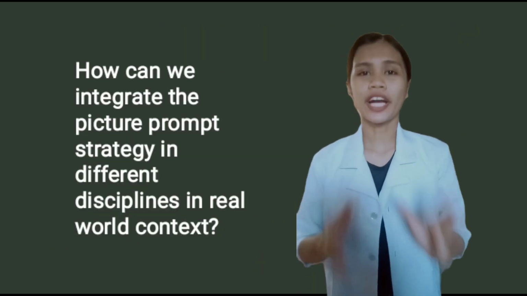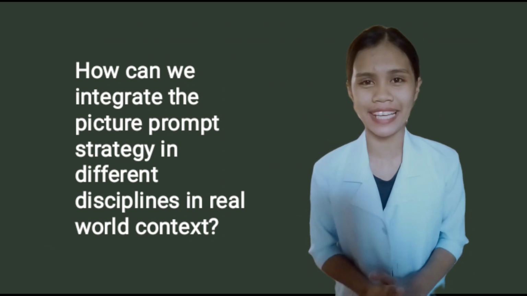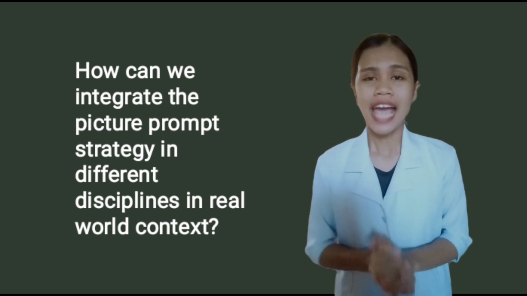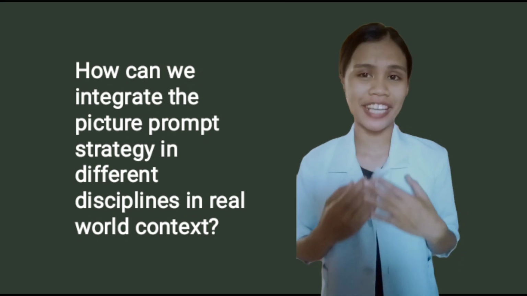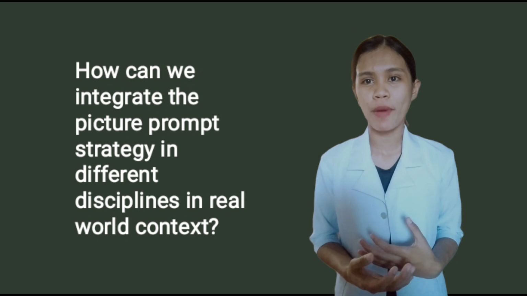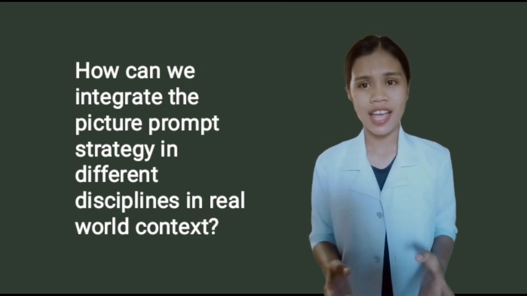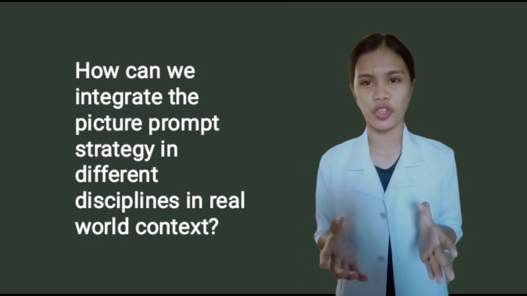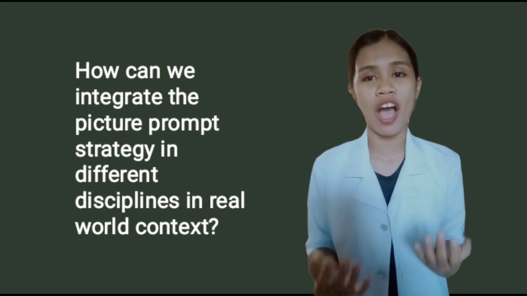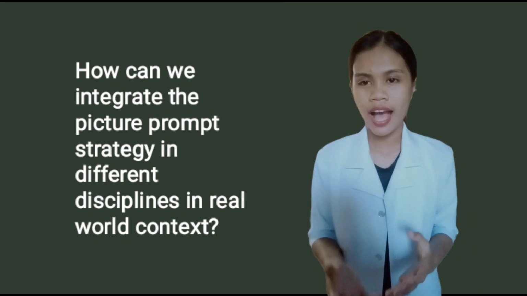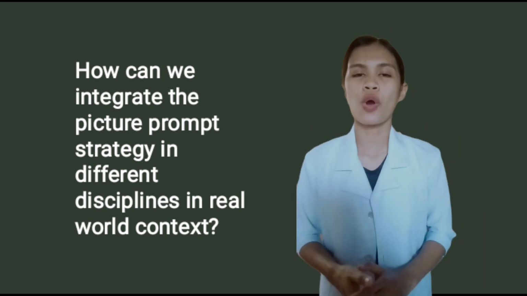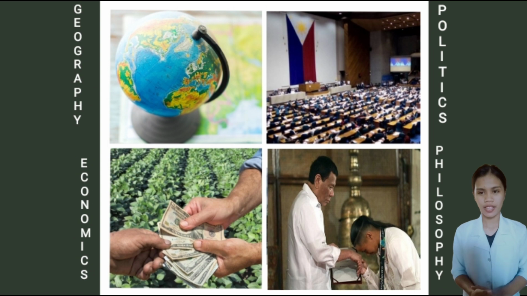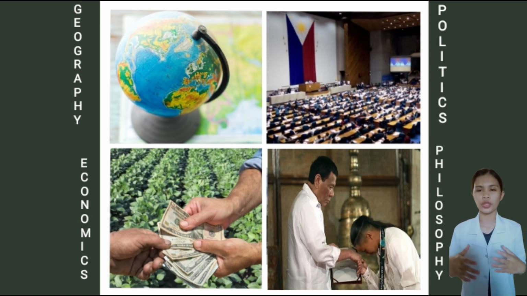And now, the question is, how can we integrate picture prompt strategy in different disciplines in real-life context? The answer is by simply showing the picture about different disciplines in social studies, the students can create ideas in their minds in connection to what they have experienced in the real world. I have an example here for us to have a deeper understanding. So I will present a picture. These are 4 pictures. So let's start with the first picture in geography.